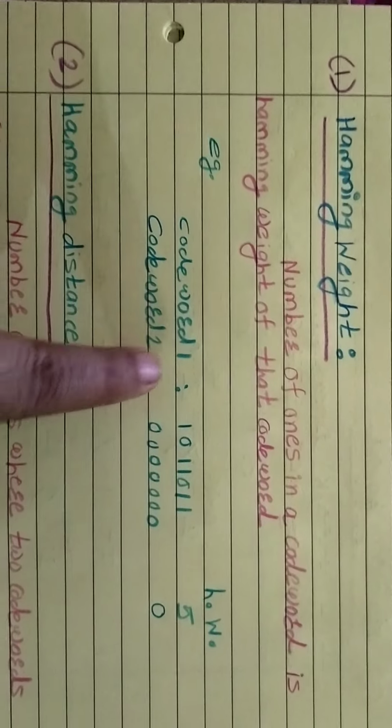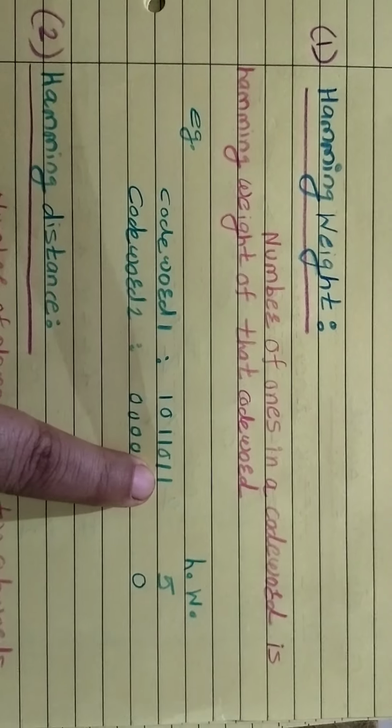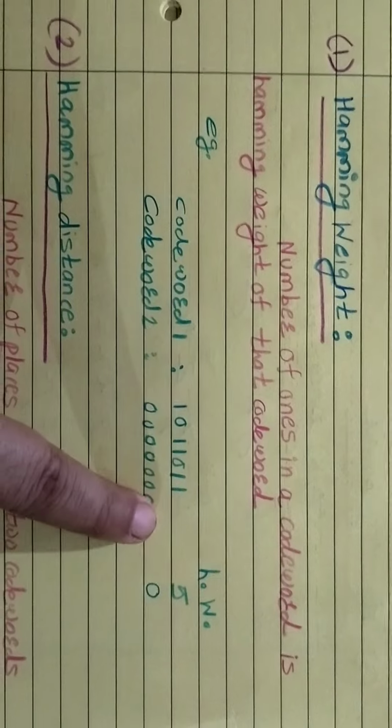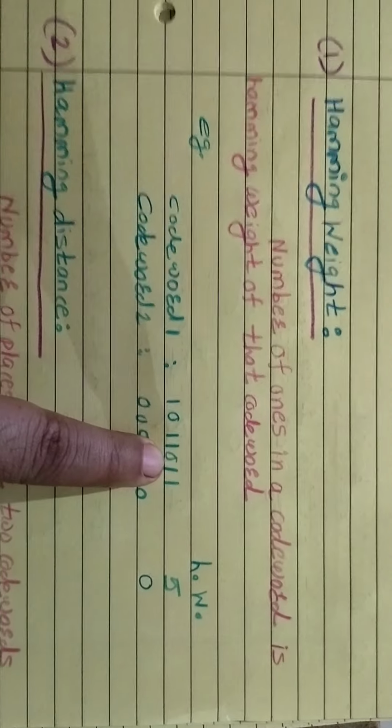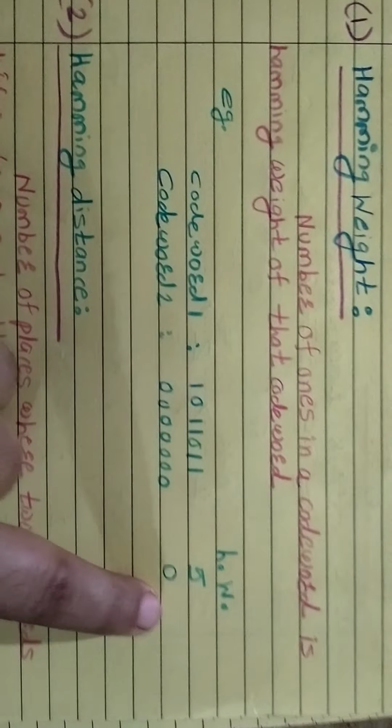So suppose it is a code word 1. This is a 7-bit code word. In this code word you have to count how many ones there are. So in this code there are 5 ones. So its Hamming weight is 5. In the second code word, the Hamming weight is 0.